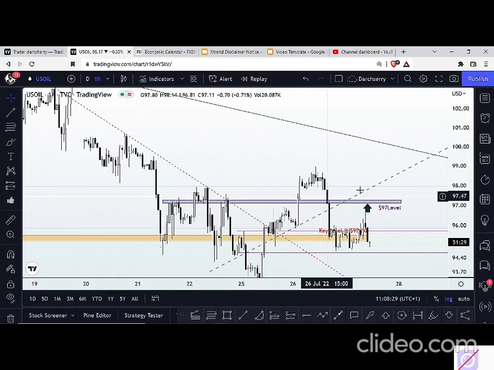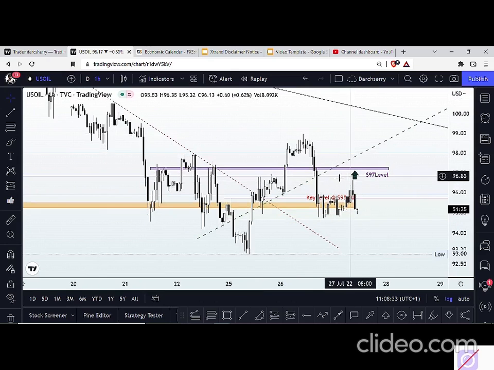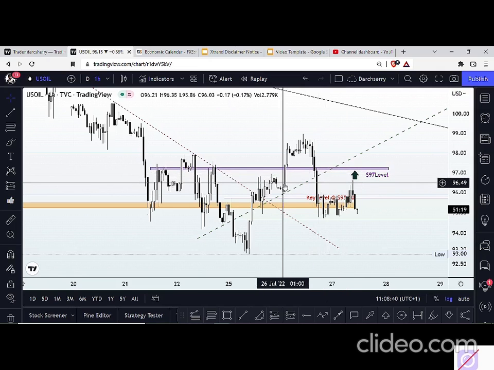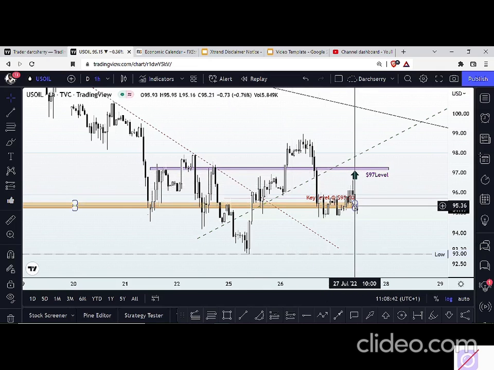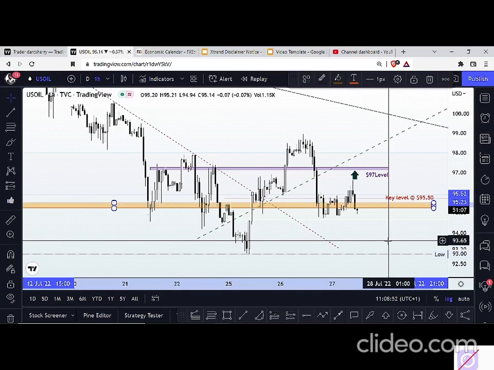Okay, we had this move, so we were expecting price to come and do a retest of the $97 mark, which didn't happen. And I told you that if price breaks down below the $97 mark, then we want to be waiting for price to come back into our major key level, which was identified on Monday and is supposed to be our major determinant of price movement for the week.